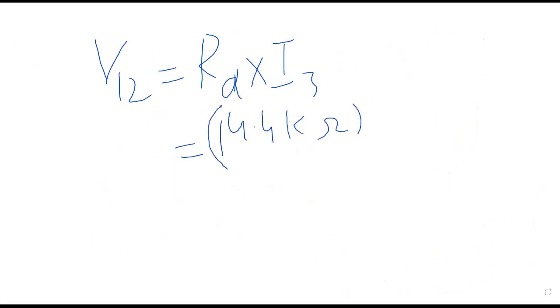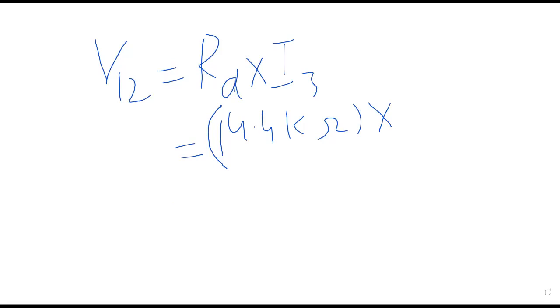RD value, sir, what exactly is it? Is it a combination of what circuit? RD is basically R1 parallel to R2. So taking the parallel of R1 and R2.